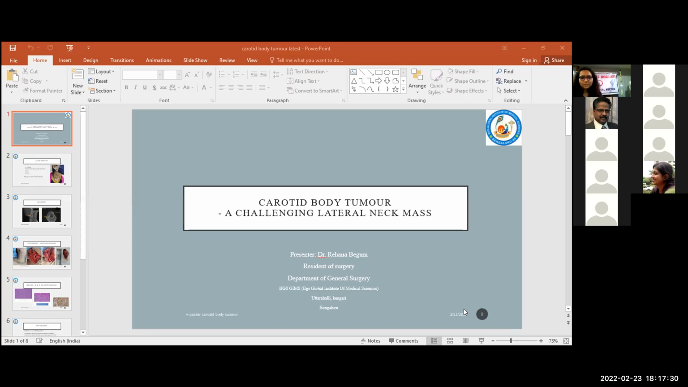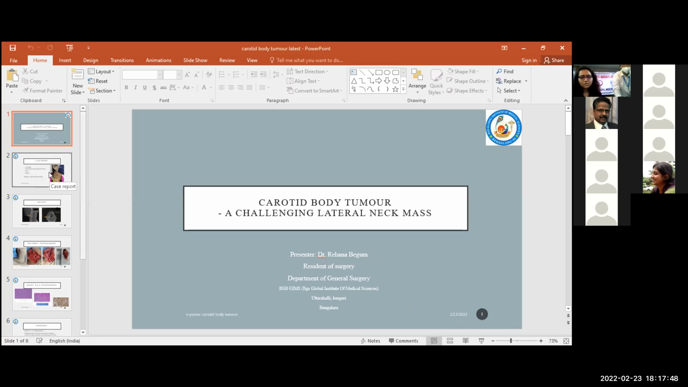My poster for today is carotid body tumor, a challenging lateral neck mass. A 22-year-old female has presented with complaints of painless static swelling in the right side of the neck for the past 9 months.